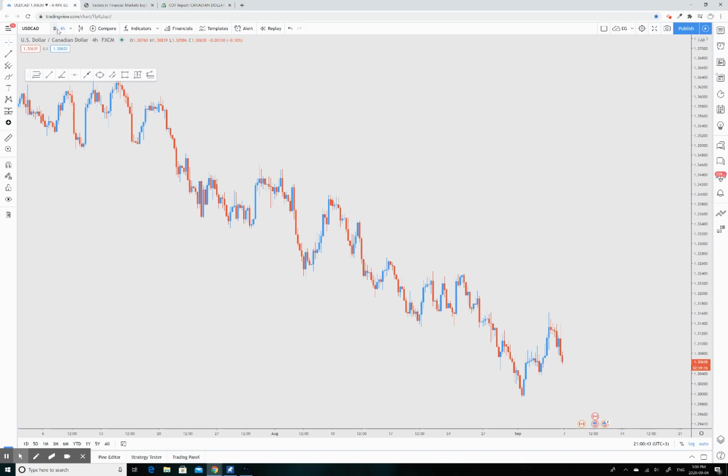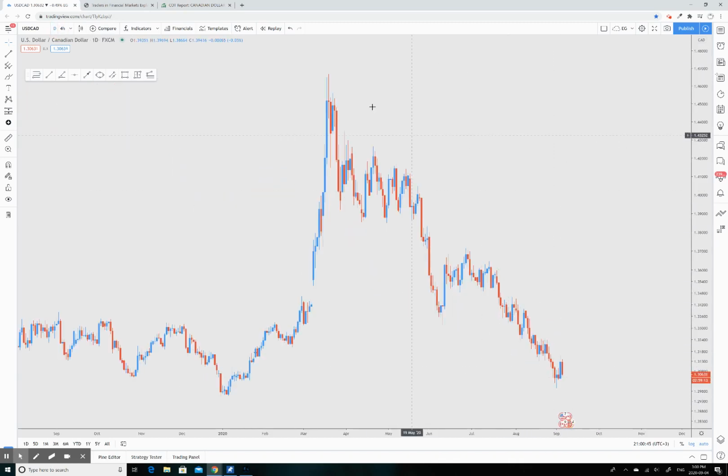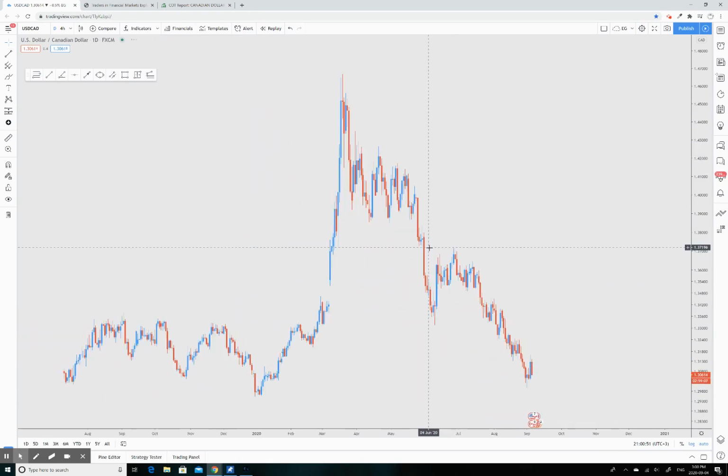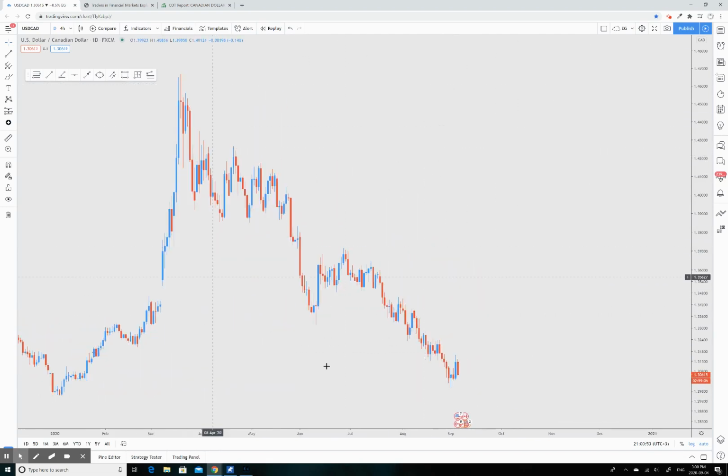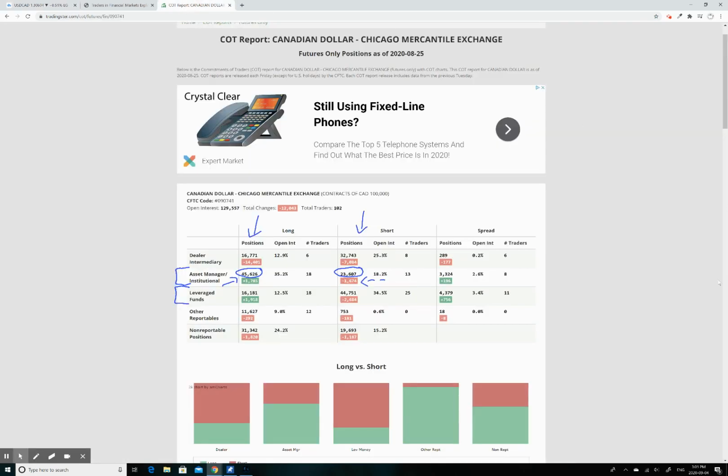Now I'm looking at the 4-hour chart. Let's just go to the daily because we'll see this more clearly. But you can see we've had a really strong push to the downside, and that makes sense. That's in line with what we're seeing because the Canadian dollar is gaining value, right?